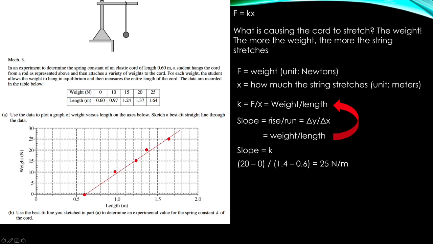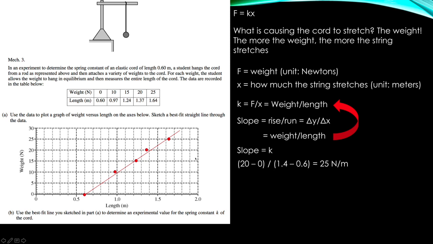So if we look at this graph here, weight is on the y-axis, length is on the x-axis. If you think about the concept of slope, slope is equal to rise over run, which is just the change in y over the change in x. So since weight is on the y-axis, the change in y can be denoted by weight. The change in x is simply the length. So the slope is k. It's the same exact thing, right? The slope is equal to k.